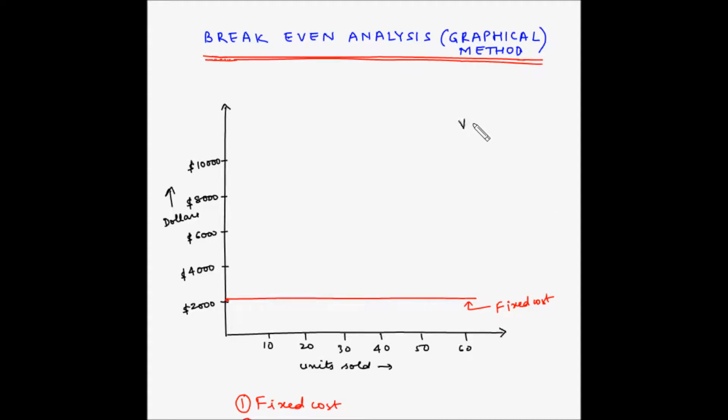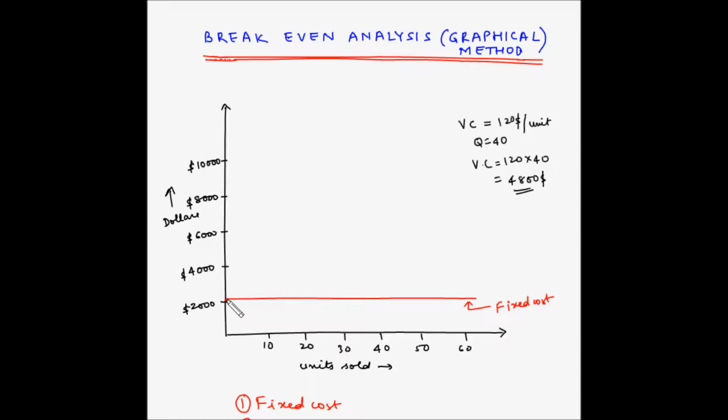Now let's say that the variable cost is equal to $120 per unit. So at the point where number of units is 40, let's find out the total variable cost. So if quantity is equal to 40, the total variable cost is equal to 120 multiplied by 40. 12 fours are 48, so $4,800 is the variable cost at 40 units.